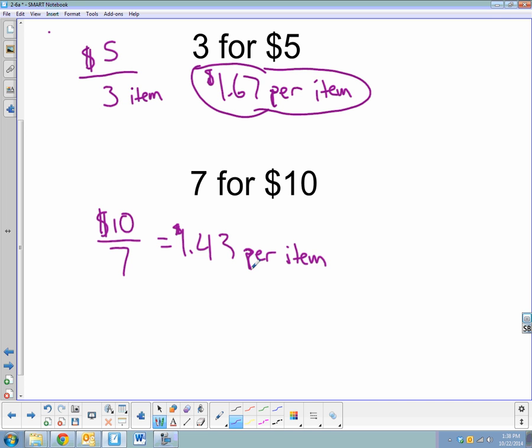You have to be very careful of what order you're doing things in. So make sure you're asking yourself the question, and labeling: do I really want to know how many bananas I can get for $1, or do I want to know how many dollars it is per banana? It depends on the problem. That's the question you need to be asking.